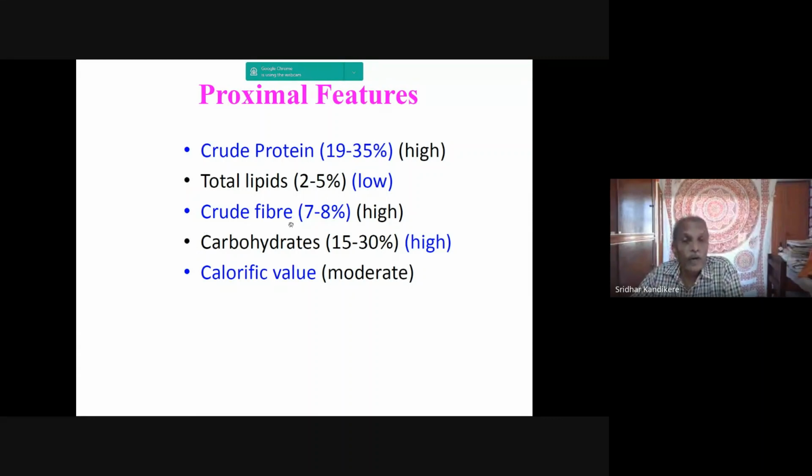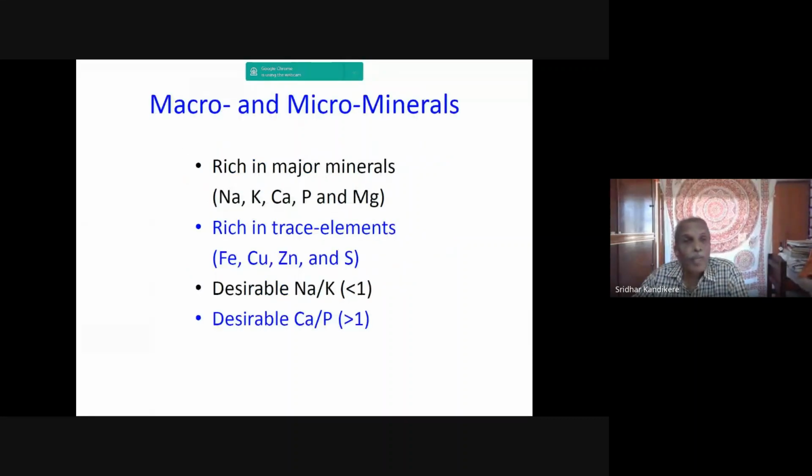Similarly, the crude fiber is very important for human nutrition, and the range is 7 to 8% and it is high. Carbohydrates are moderate, 15 to 30%, and the calorific value of mushrooms is moderate, not so high, not so low. So with regard to minerals, mushrooms are very rich in many major minerals, and also rich in some of the trace elements. These are all very important for human nutrition.